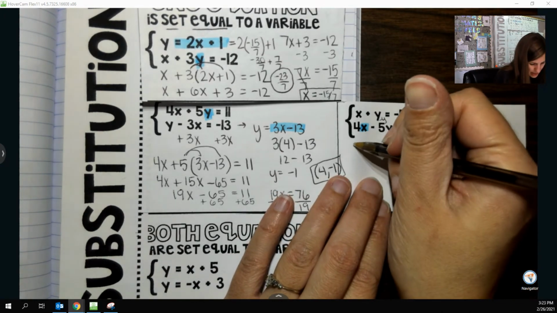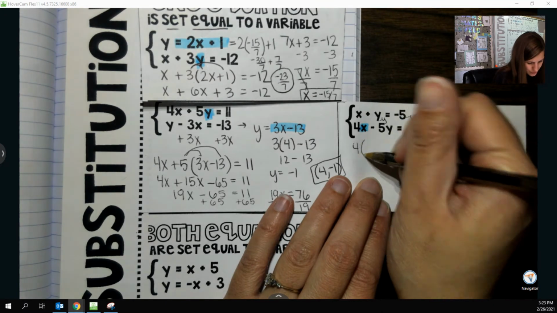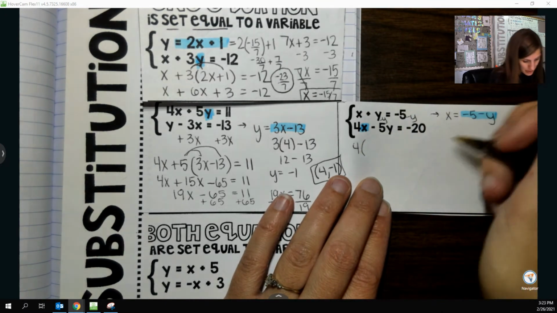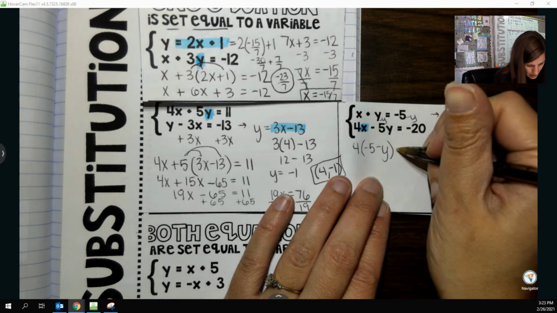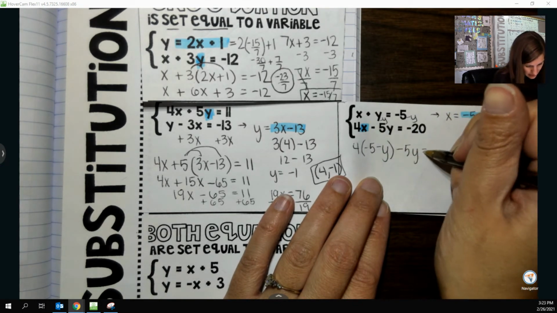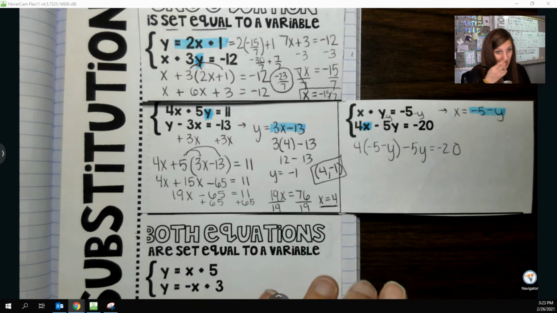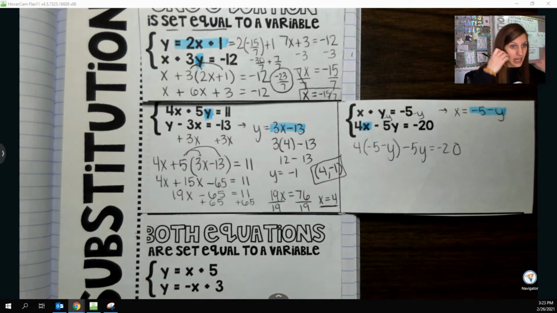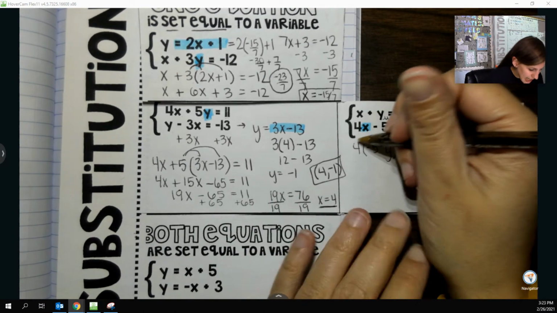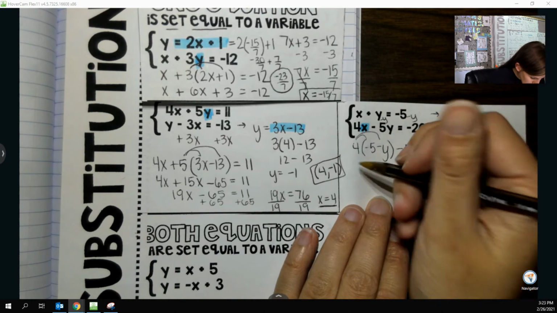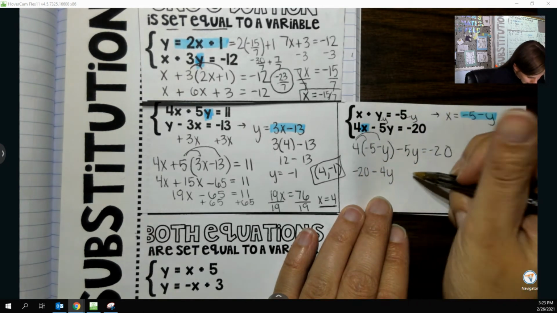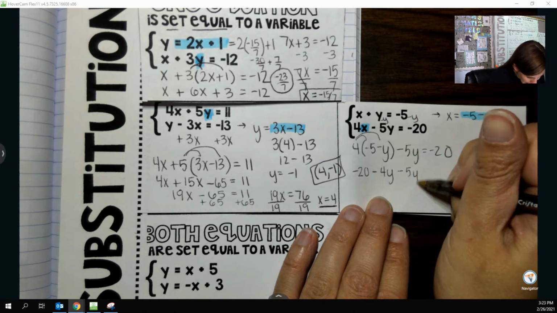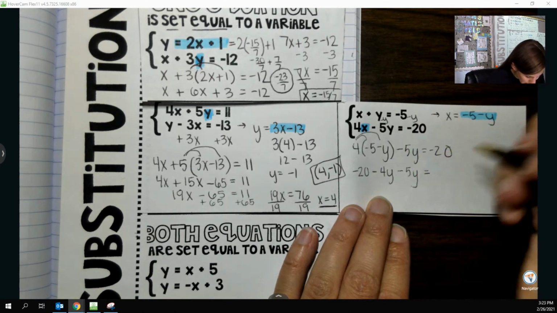So when I rewrite this bottom equation now, we'll have 4, and then in place of x, I'm going to put this negative 5 minus y. Minus 5y equals negative 20. And then I can solve because I only have one letter. But first, I got to distribute. So I'll have negative 20 minus 4y minus 5y equals negative 20.